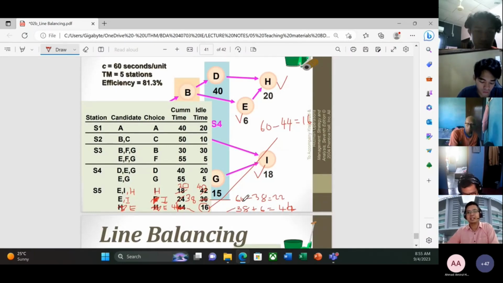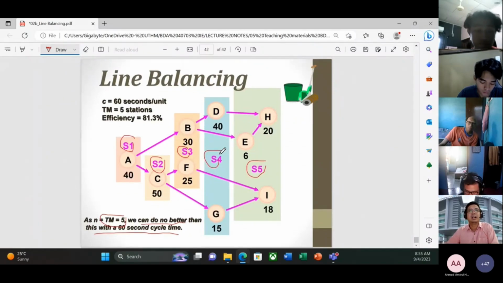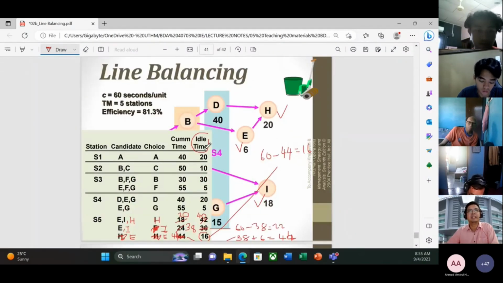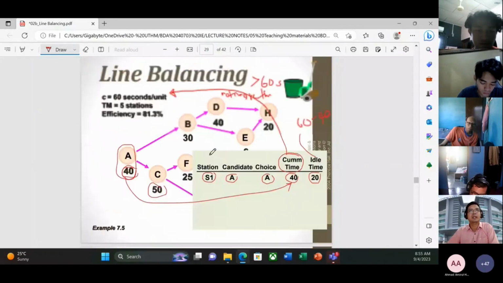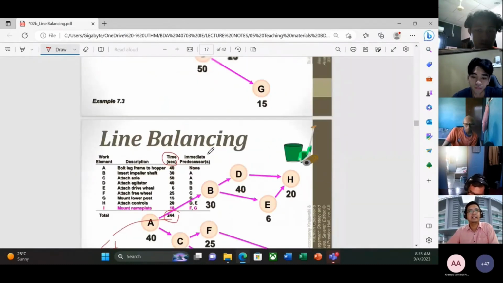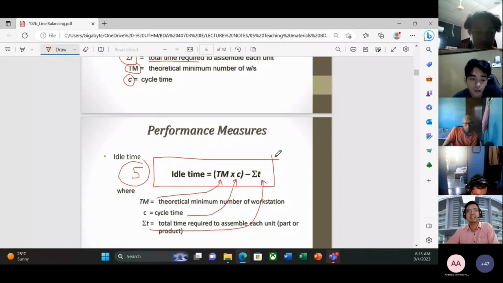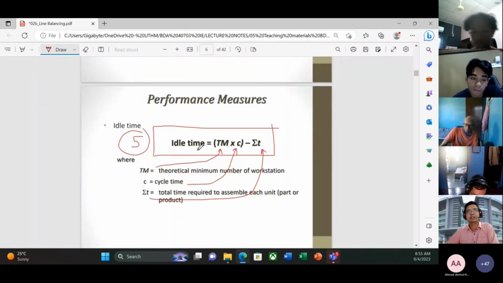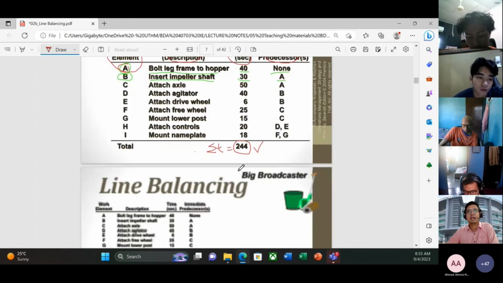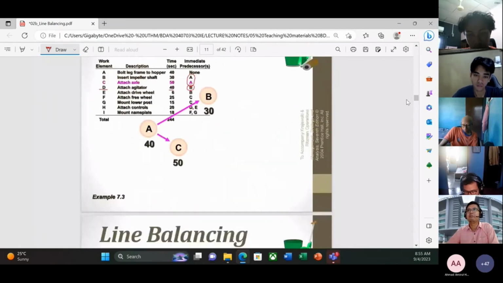Okay, clear. How do we calculate the idle time? Please remember the formula for the idle time. Do you remember the idle time previously? Look at our formula here. I want to show you the idle time formula. Please calculate this idle time. We need to double check our table, whether it is correct or not. So please put it in our formula first.